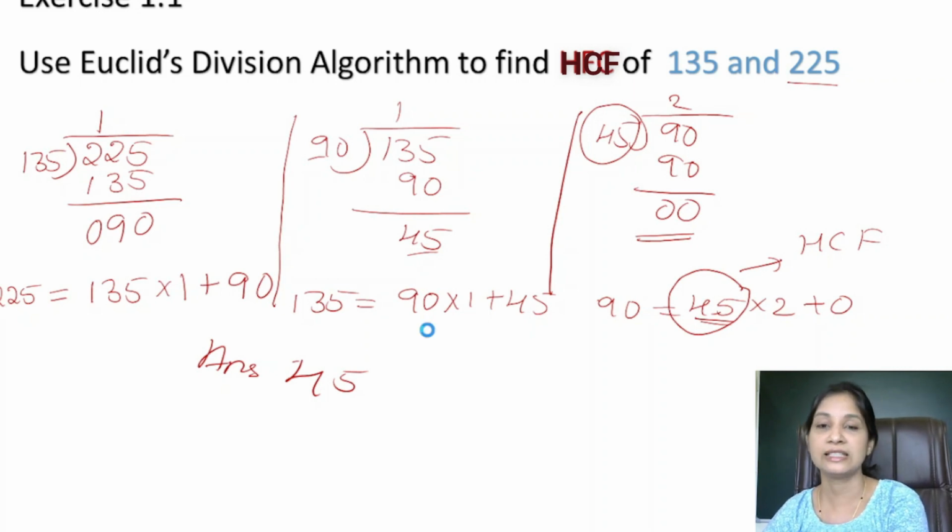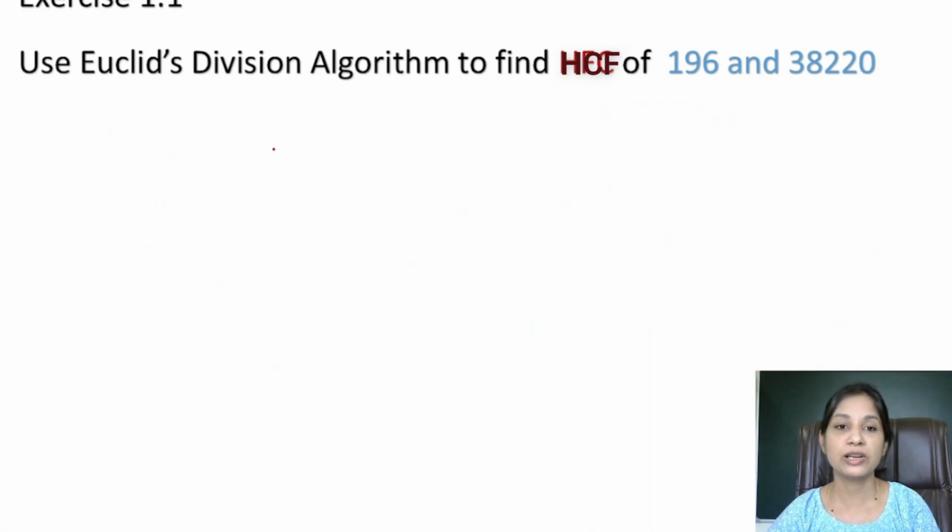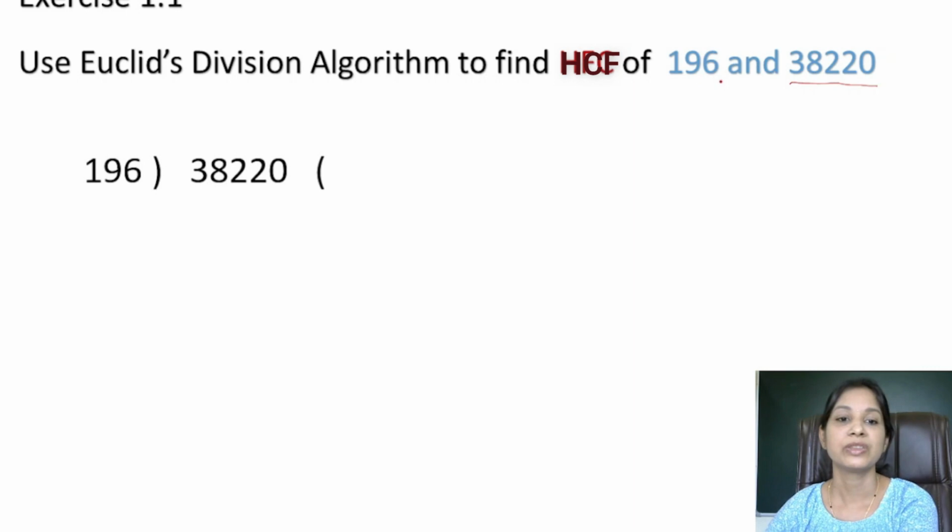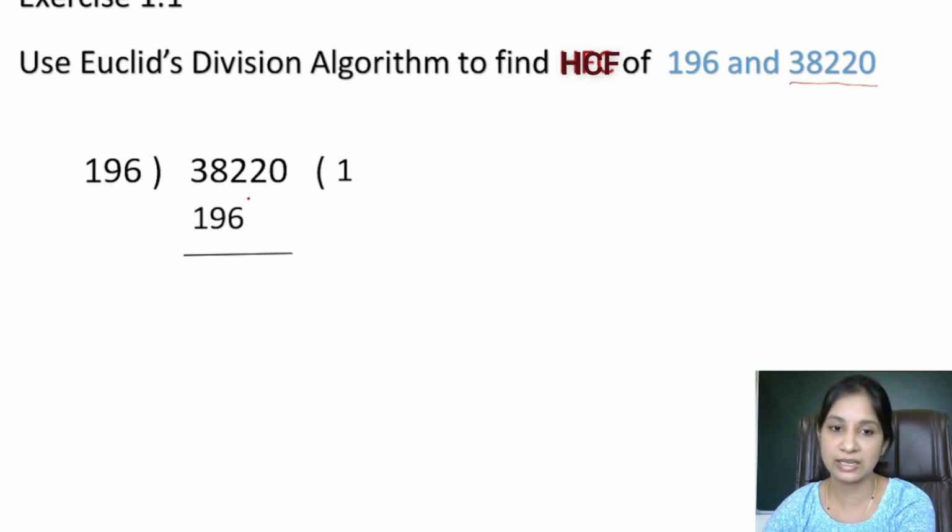Let us go for the second example. Use Euclid's division algorithm to find the HCF of 196 and 38,220. Here 38,220 is the bigger one, so we are dividing this by 196. First step, we need to go for 382 because it's a 3-digit number. First we will take a 3-digit number group, 382. 196 ones are 196 only. If we go for subtraction, we will get 186.